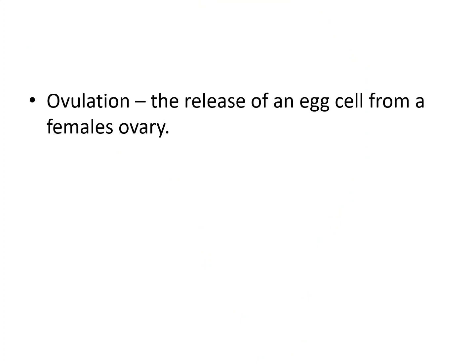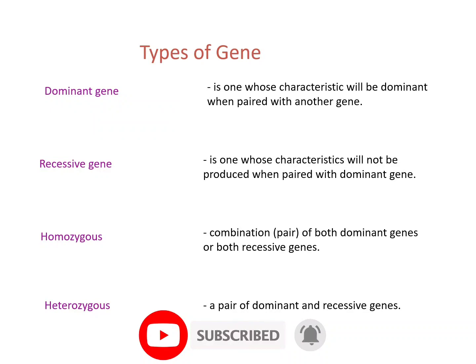The moment the mature egg cell is released from a female's ovary, that process is called ovulation. There are 4 types of gene: dominant and recessive, homozygous, and heterozygous. When a dominant gene pairs with a recessive gene, the dominant is the one that prevails.